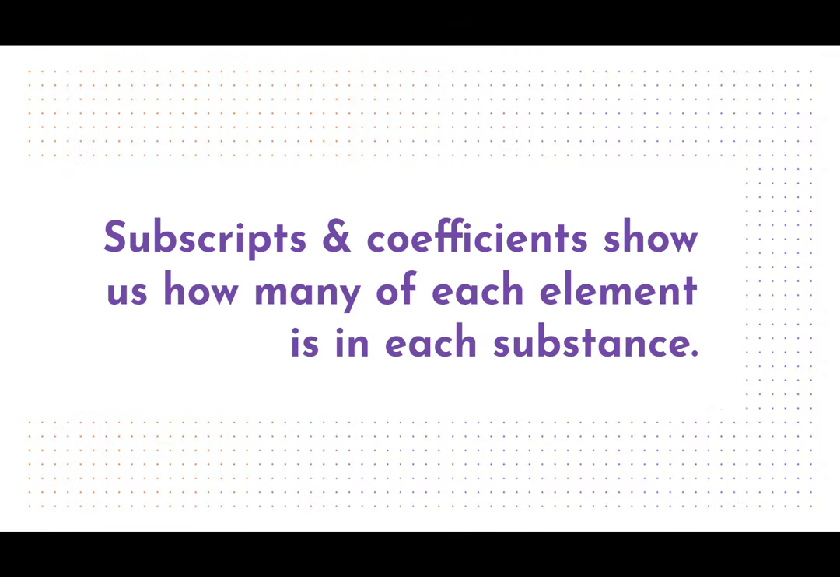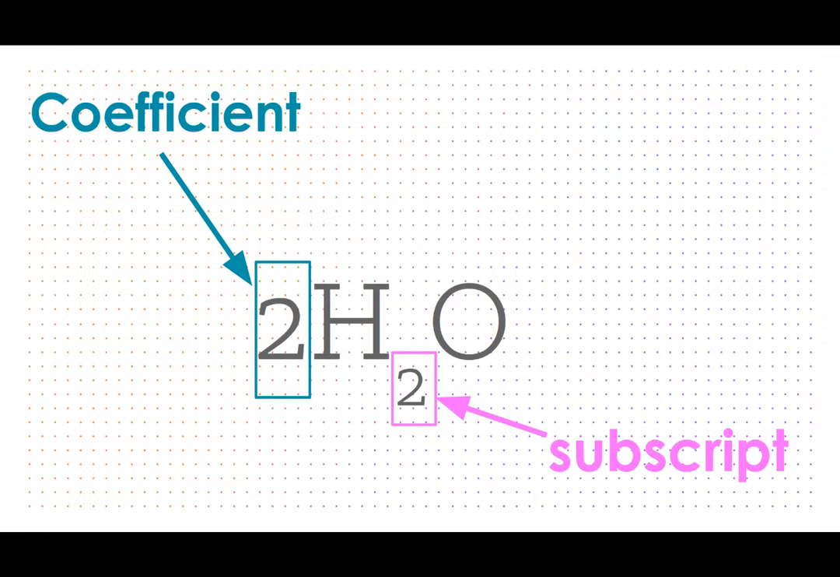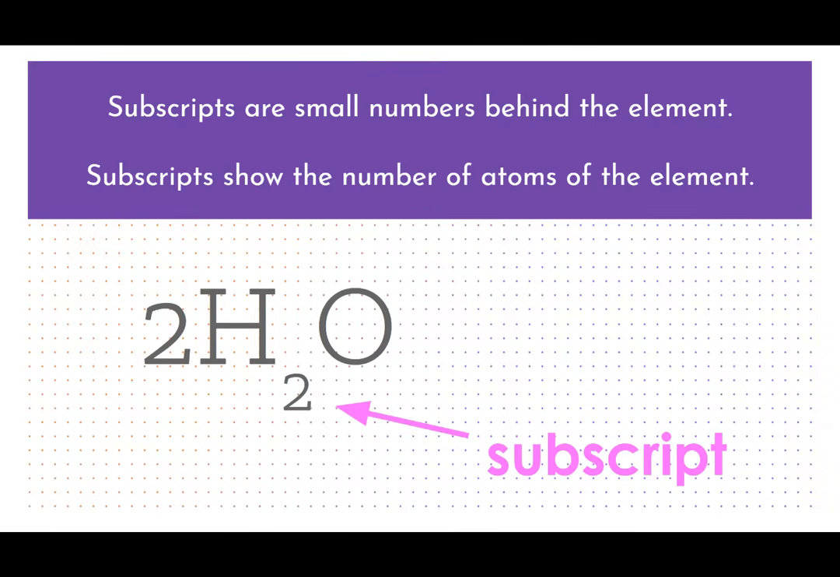Subscripts and coefficients are part of a chemical formula, and they show us how many of each element is in each substance. The coefficients and the subscripts are identified in this picture. The coefficients are the big numbers, the subscripts are the little numbers. Subscripts are small numbers behind the element. Subscripts show the number of atoms of the element. If the subscript is blank, like on oxygen here, it doesn't have a number, it means it's 1.